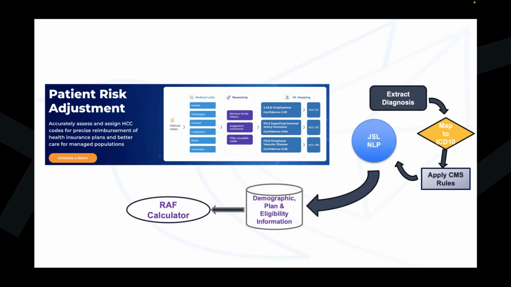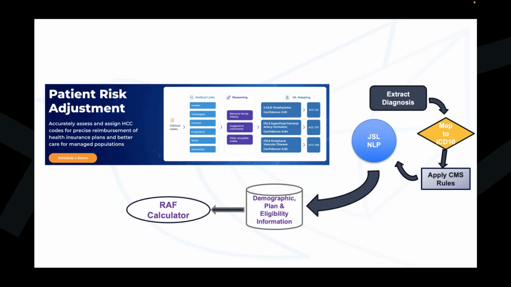Then we add in the demographic information, plan eligibility information, and then we calculate the RAF score. Mainly when we do this properly, we should get a significant RAF lift. The RAF lift is the term in the medical domain that is usually used for how much lift is being achieved without NLP versus with NLP, and that is very simple.